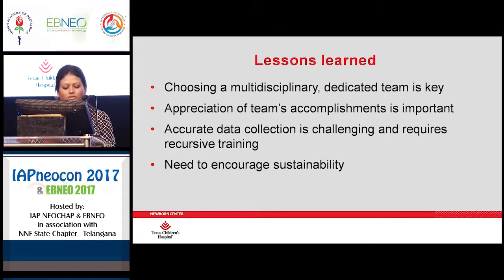So this will look like the exact same slide that I displayed before when I was referring to the project from my home unit, but these were the actual lessons that the authors report learning, which is to choose a multidisciplinary dedicated team, appreciate teams' accomplishments, and have accurate data collection systems, which can be challenging, and do recursive training of staff, and to encourage sustainability.